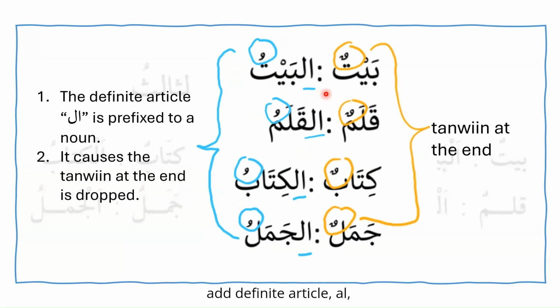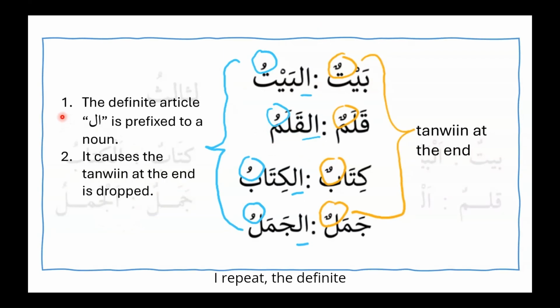When we add definite article al, the tanween goes away. So to recap, when you put al in front of a word, the tanween at the end disappears. I repeat, the definite article al is prefixed to a noun. It causes the tanween at the end to be dropped. Al-baytu, al-qalamu, al-kitabu, al-jamalu.